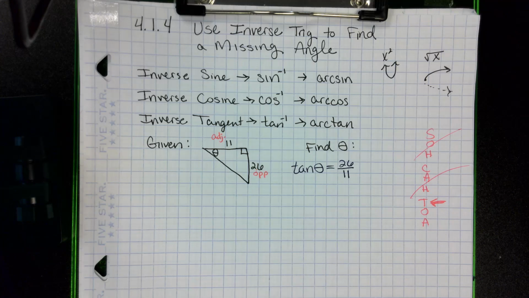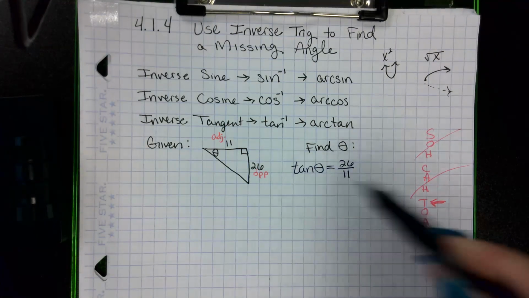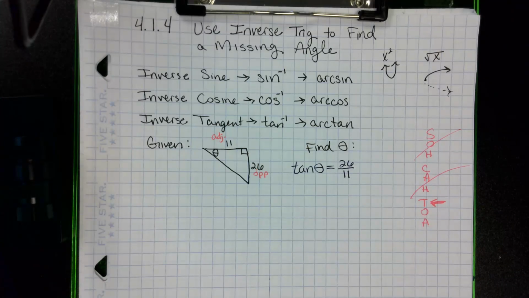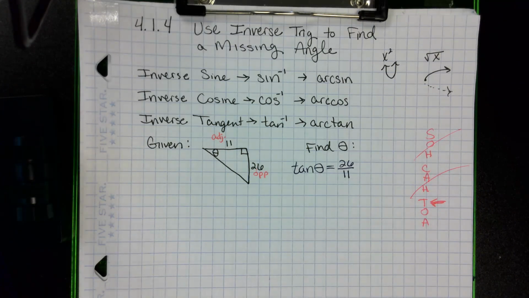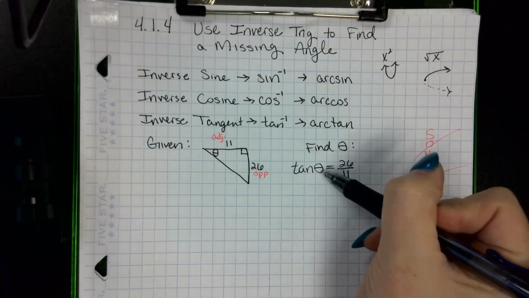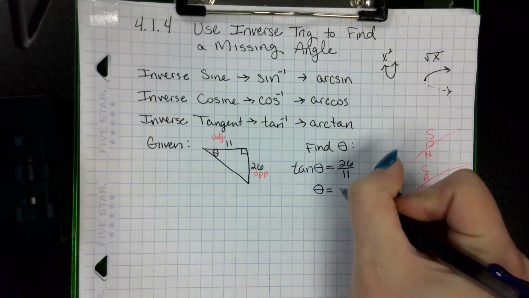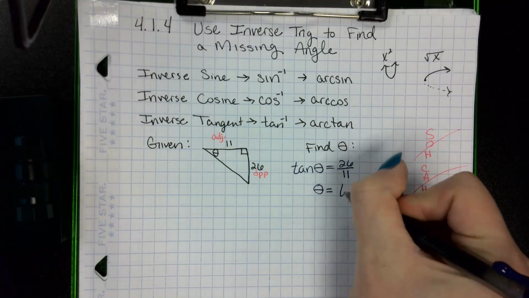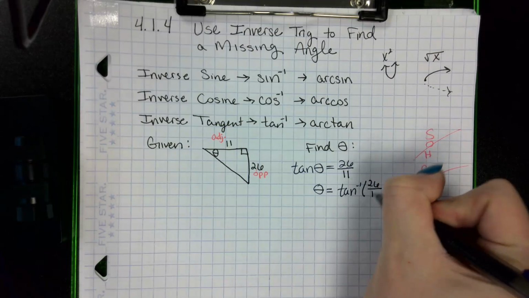Okay? But I want to find out what the value of the angle is that would give me the side lengths 26 and 11. So I can do the inverse tangent. So I can switch this around. This is the short version. I'm going to show you more of a proof example in just a second. So if I want just the theta, that means I'm going to write theta, and I'm going to do the inverse tangent of this number. So inverse tangent of 26 over 11.